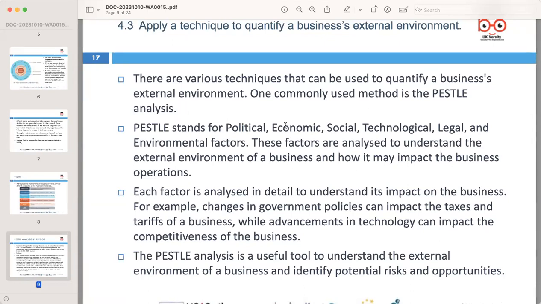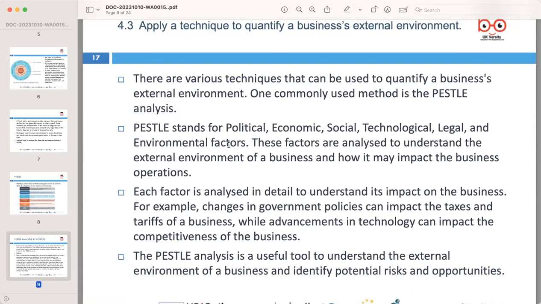Okay, so apply techniques to quantify a business external environment. To quantify a business external environment, various techniques can be employed. One widely used method is the PESTEL analysis. So PESTEL stands for political, economic, social, technological, legal, and environmental factors. So these factors are analyzed to understand the external environment of a business and how it may impact the business operations. Each factor is analyzed in detail to understand its impact on the business.